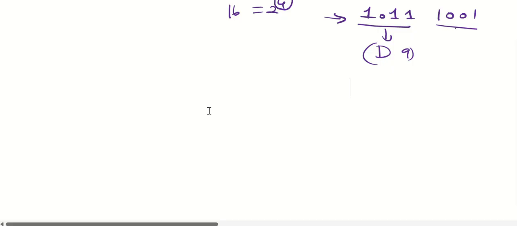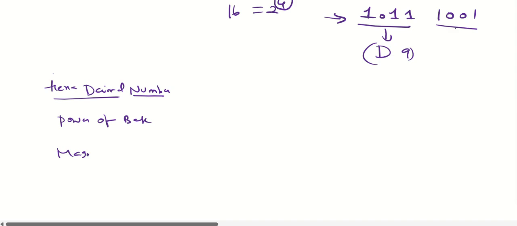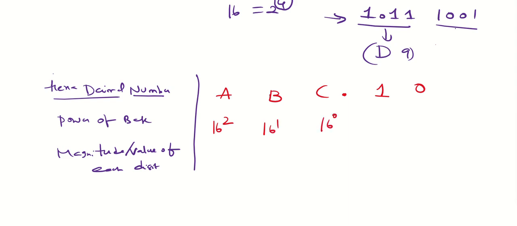So once you understand the hexadecimal number system, in the same way you can follow the magnitude of each digit. For a hexadecimal number, the next one is the power of base, and the next one is the magnitude or value of each digit. Let's see that. Take any number like ABC dot something. You can multiply by the power of base: 16 power 2, 16 power 1, 16 power 0, and 16 power minus 1, 16 power minus 2.